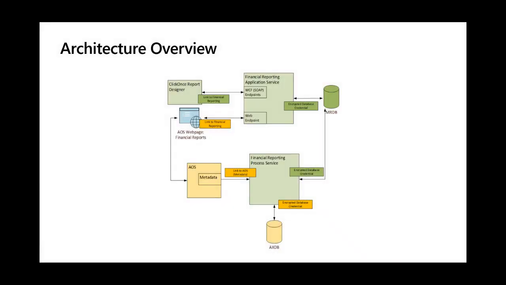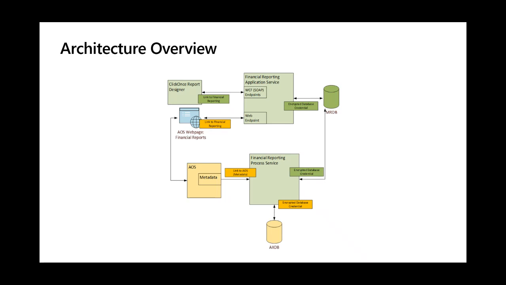So I'm going to take a few minutes to discuss the Data Mart and how it's used for reporting. First, let's start with a little bit of detail on how the back end of financial reporting looks. You can see a little bit of an architectural overview here. There are two main services for financial reporting. We have the application service and the process service towards the right of the diagram.